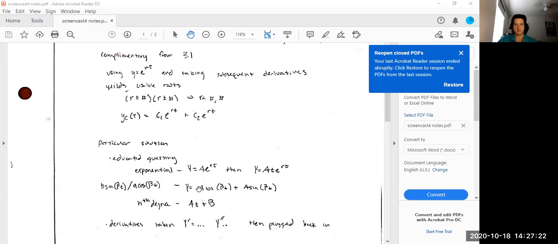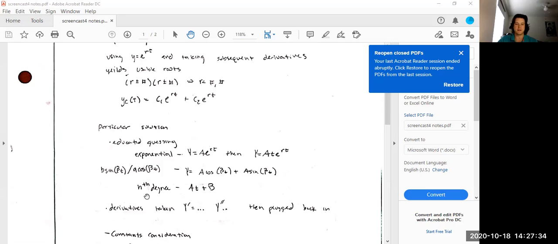Some other guesses for this would be like a cosine beta t plus a sine beta t, and this would be for any solution equating to a sinusoidal. And we also have something to an nth degree, like a cosine times an exponential, or maybe some sort of exponential times a t plus b. The entire point of this is to find the coefficients without really solving for them.